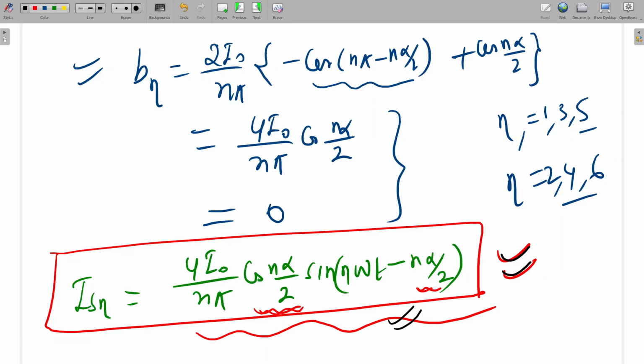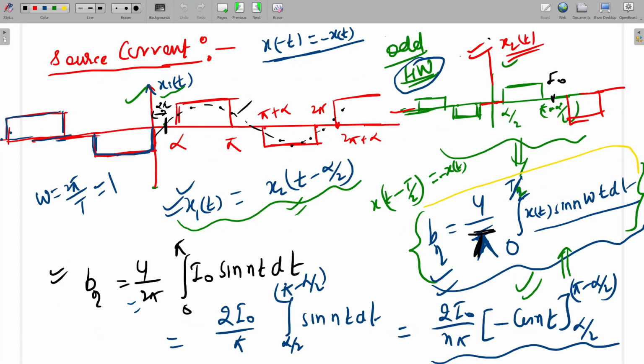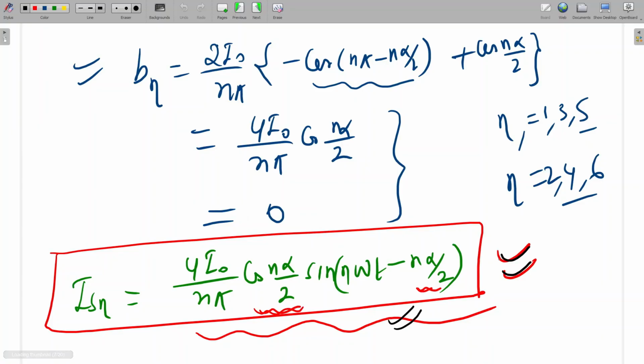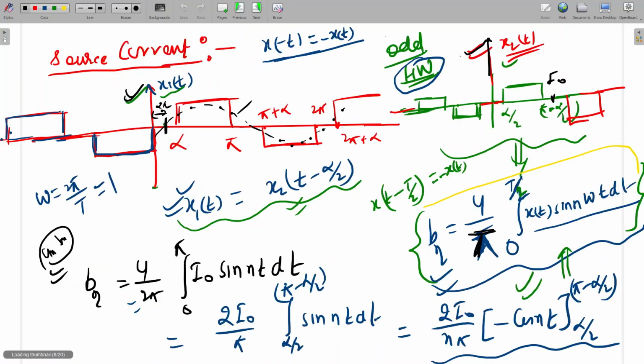Anyone have doubt, like why this is minus n alpha by 2? See, already I have told this method. If you want to do the Fourier of this one, you can write A and Bn separately and derive everything, but that will be a lengthy method. It will take 2-3 pages, but finally you will come to this only. So what is the short method? First, the waveform should be either even or odd. So here I am making the waveform an odd signal. I am writing the Fourier for this one, but I need the Fourier of this one.